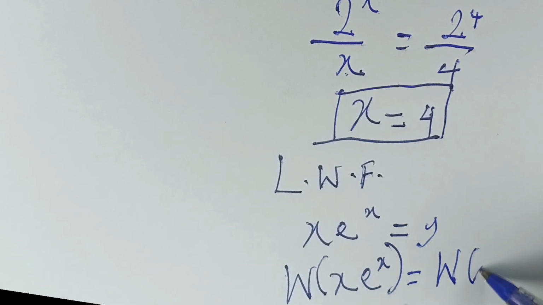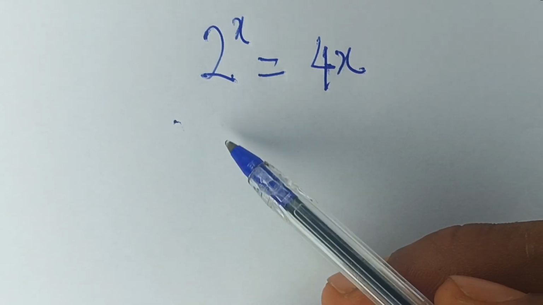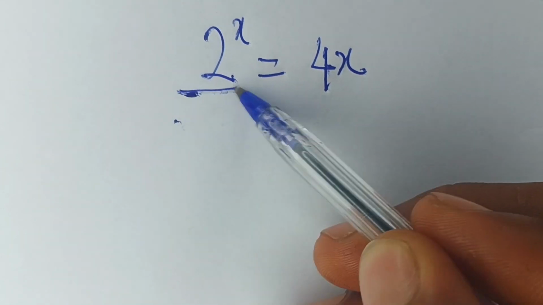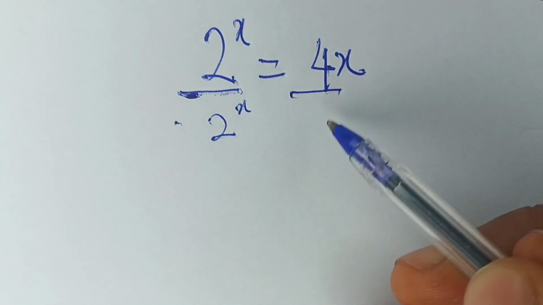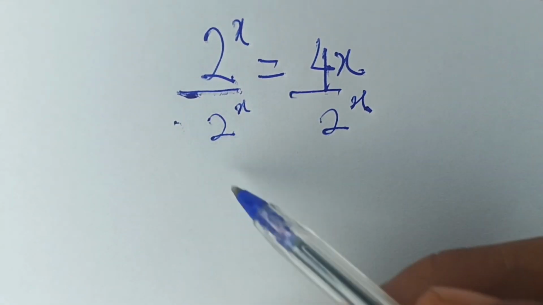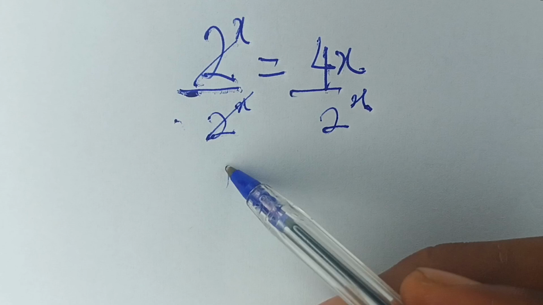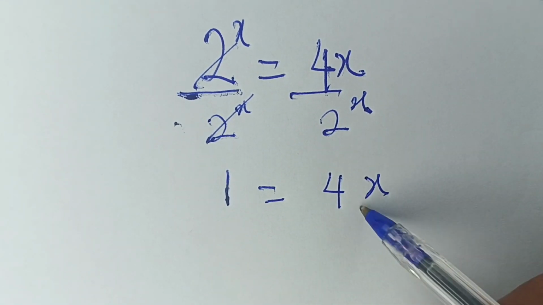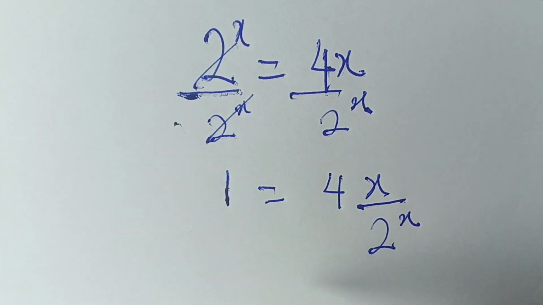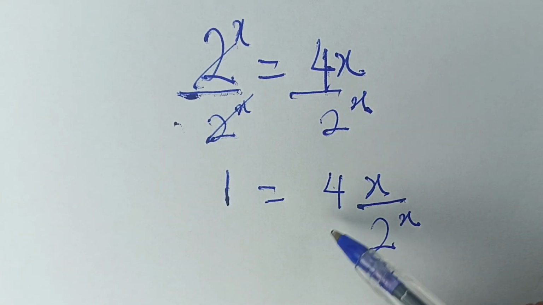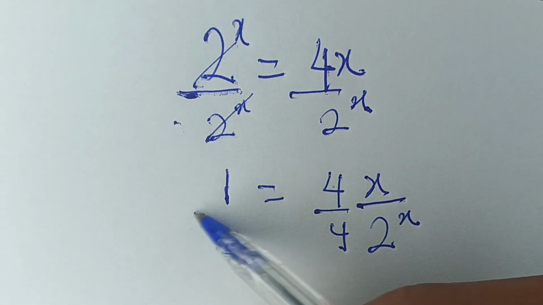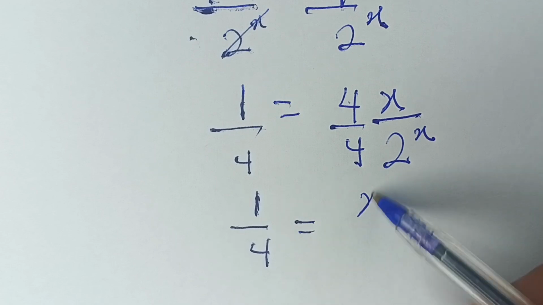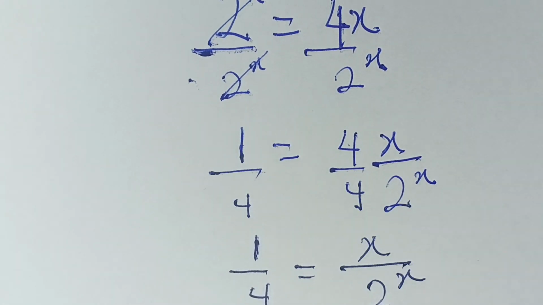Alright, so solving this using the Lambert W formula, firstly, let's divide through by 2 raised to power x. So we have here divided by 2 raised to power x, and this other side divided by 2 raised to power x. Now we have 2 raised to power x divided by 2 raised to power x, which is 1, equal to 4 times x over 2 raised to power x. Now dividing through by 4 on both sides, we have 1 over 4 equal to x over 2 raised to the power of x.